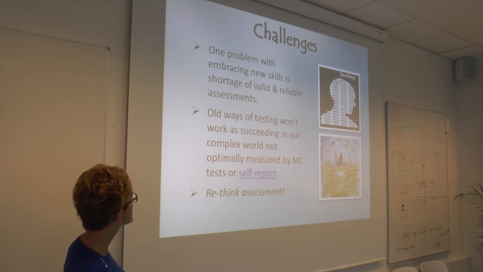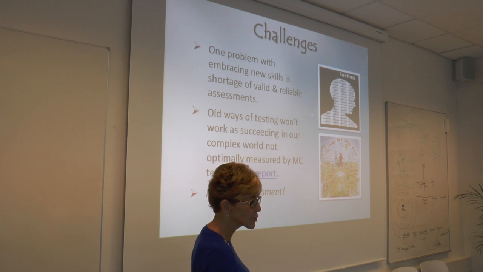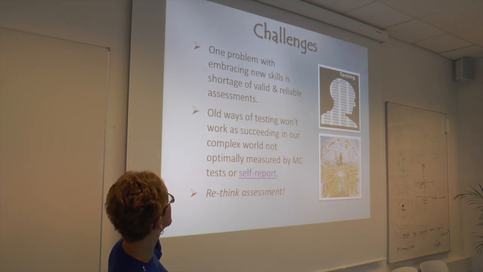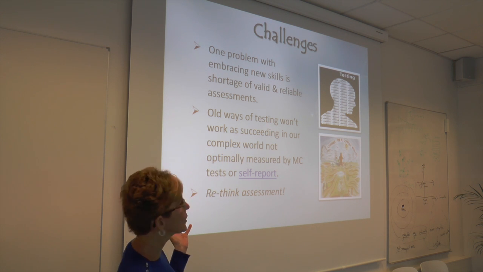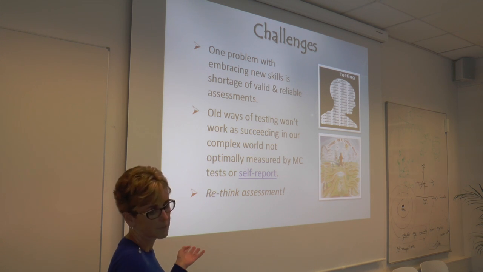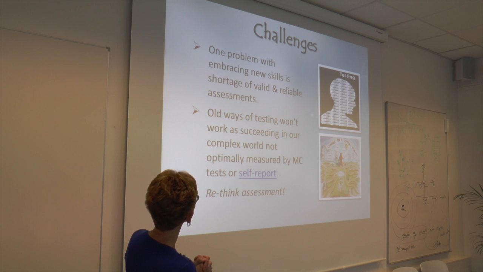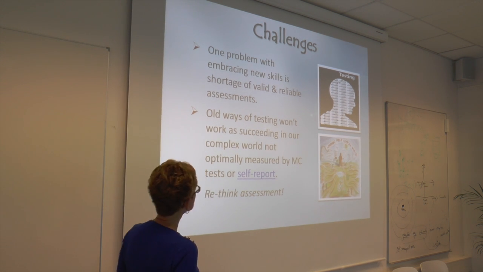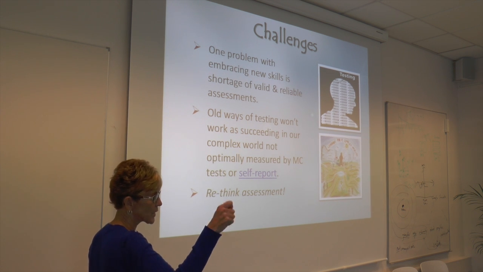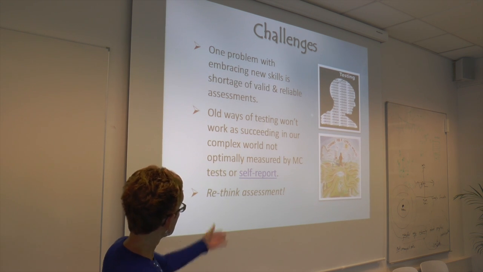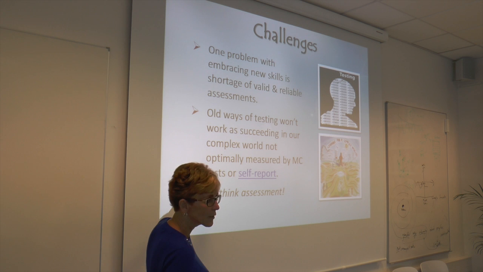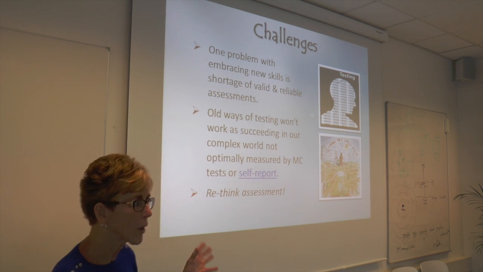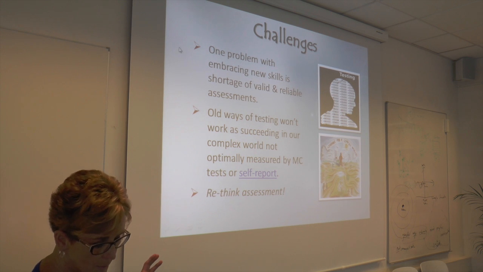So one of the problems that's standing in the way of schools fully embracing some of these new competencies is that there's a lack of valid and reliable assessments of, for instance, creativity and persistence. And our old ways of testing just aren't working. They're not very successful. Filling in bubbles on a multiple choice kind of test or a self-report, Likert scale survey don't work for these kinds of complex competencies that I'm interested in.